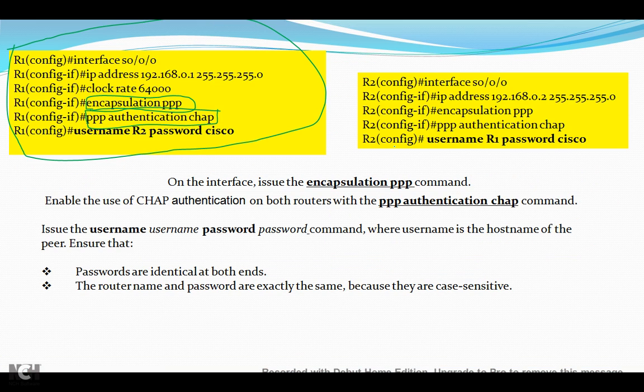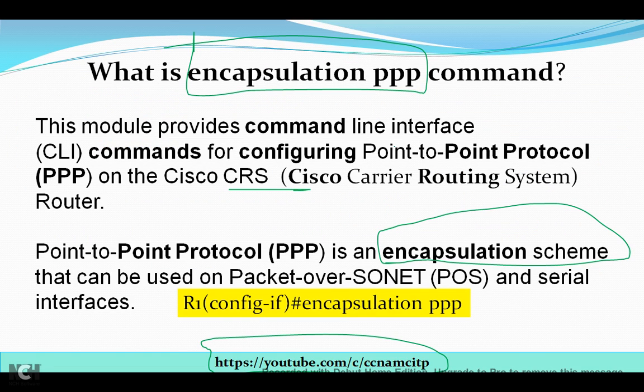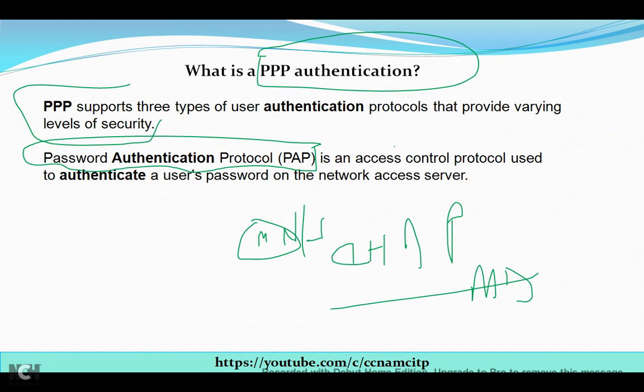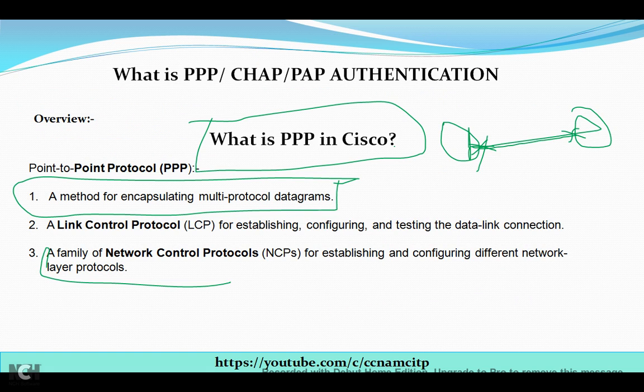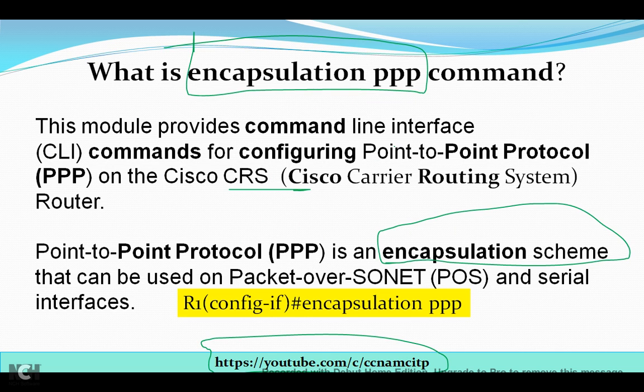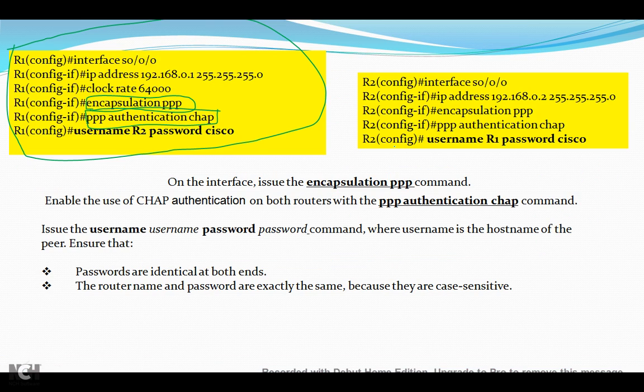So now we will configure. So far I have shown you basic things: what is PAP authentication, what is PAP, what is CHAP, and what is the role of the command here. Now we will configure the same thing on two routers. So this is the command that will be used in router 1, and this is the command that will be used in router 2.